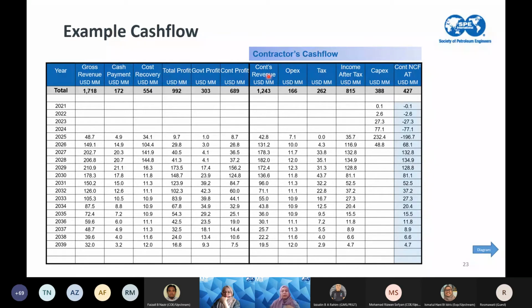Now what goes out the door? I'll be having to pay for OPEX, the tax that I have to pay to get your income after tax, and then also the CapEx, to get essentially the investment to get such production. So that gives you the contractor after-tax net cash flow.